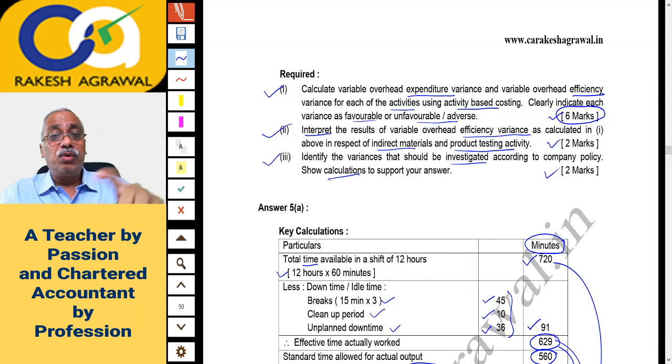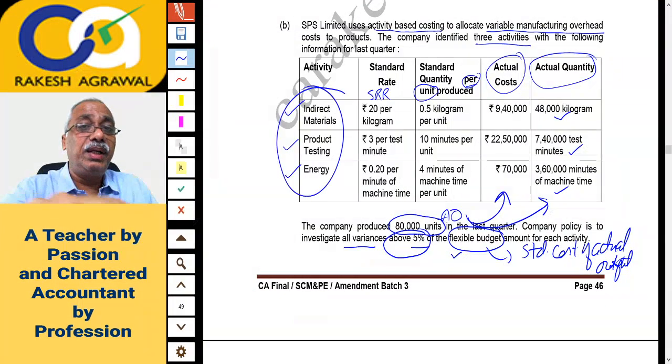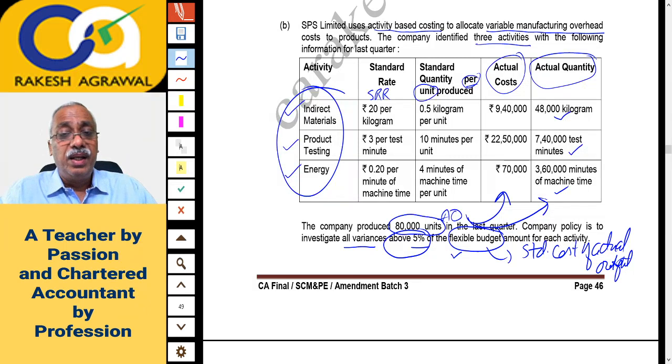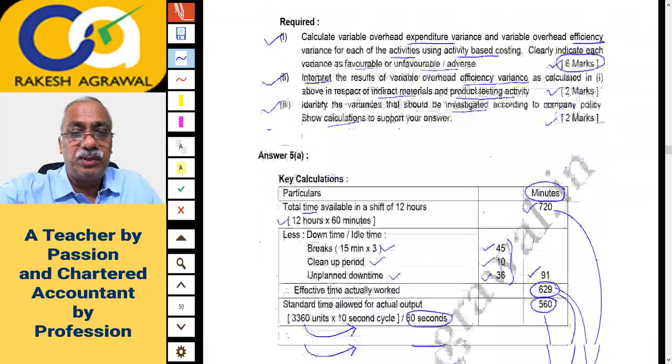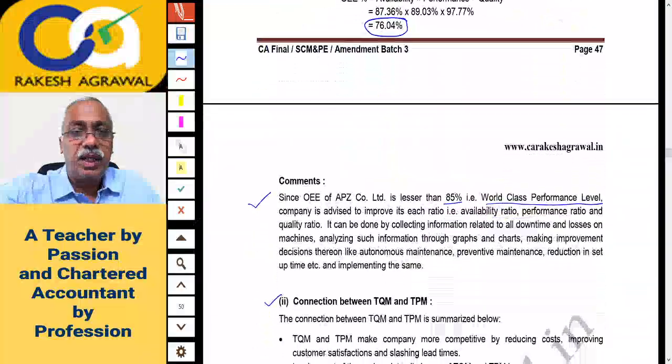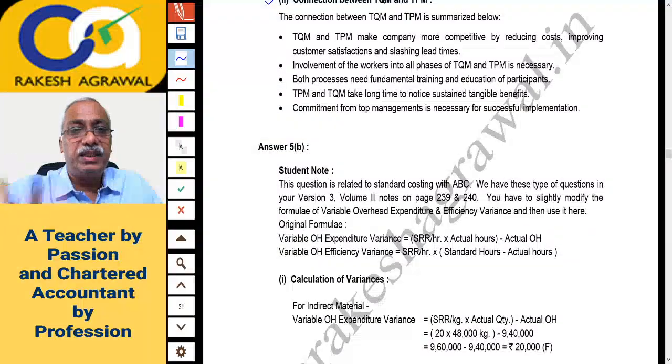You have to show out of these 3 activities which activities have to be investigated. If the variation is more than 5%, then we will investigate that activity. So you have to just show that calculation and tell which activities are to be investigated. Are you ready? Should we go to the answer? The answer will be simple. I can explain from here also if you want, but let us revise the formulas of standard costing first. Expenditure and efficiency variance.